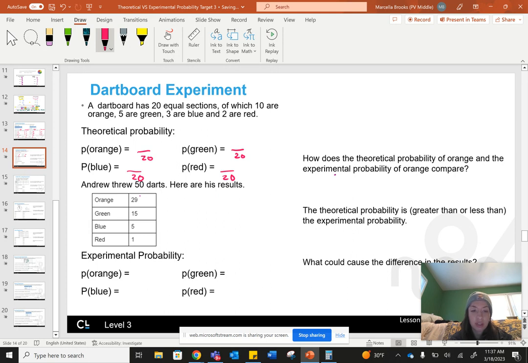He threw 50 darts, and here are his results. So if he threw 50 darts, all of these are going to be over 50. And you're going to use the chart to fill in the probability of orange, blue, green, and red. And then I want you to answer the question, how does the theoretical probability of orange and the experimental probability of orange compare? And then you're going to tell me which one's bigger. Actually, you can just answer, you don't need to answer that. Just tell me, how do they compare? Which one's bigger? The theoretical probability of orange or the experimental probability of orange?